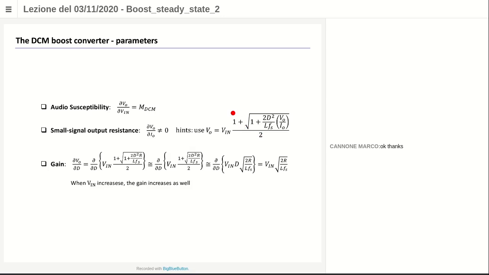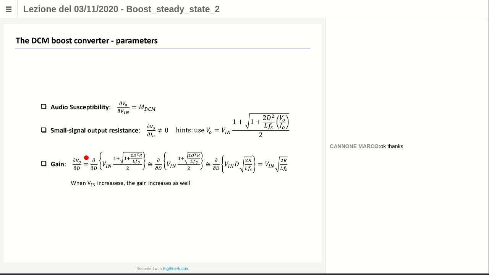You can see that it's not zero. It depends on the duty cycle, depends on the inductance, depends on the frequency. So in that situation, the boost DCM has a worse regulation with respect to what we can obtain in CCM, where there is a null small signal output resistance.